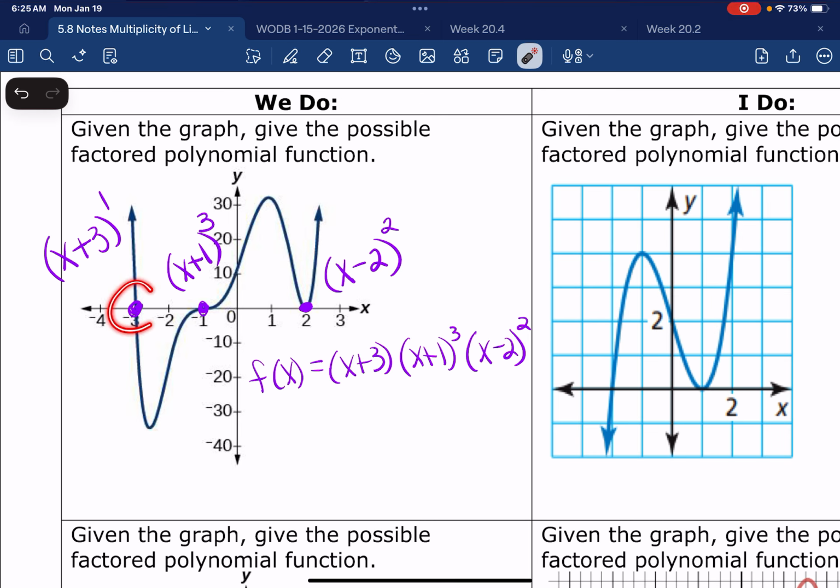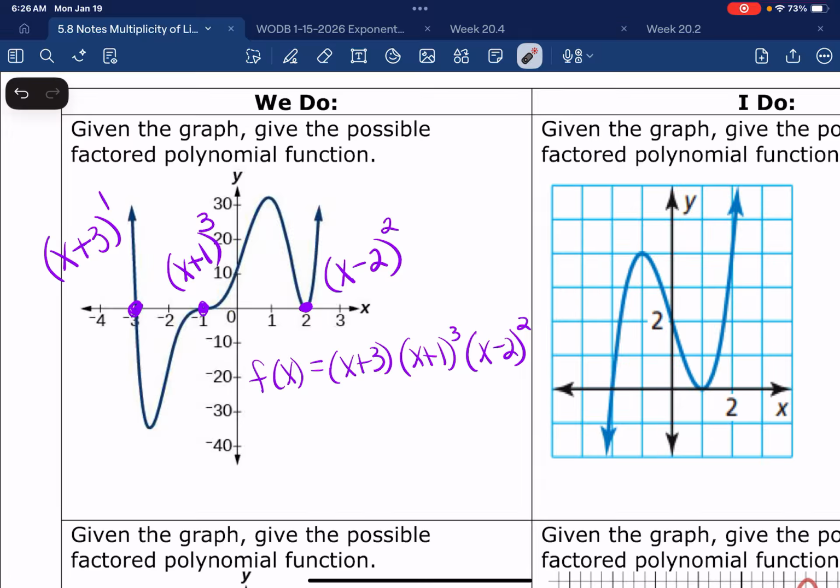Again, these two zeros are cutting through our x-axis. They're crossing it. That's why their multiplicities are odd. This one is only touching the x-axis. That's why its multiplicity is even. And the reason that we made this multiplicity higher is because the curve flattens out a little bit. Now this is a possible form of our factored polynomial function.